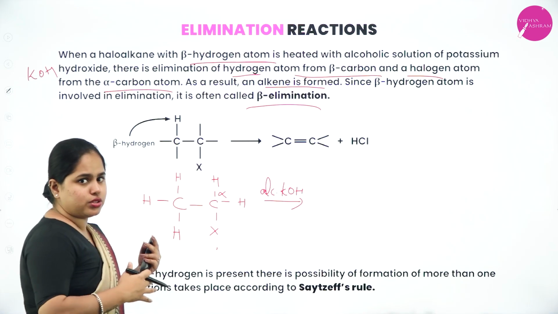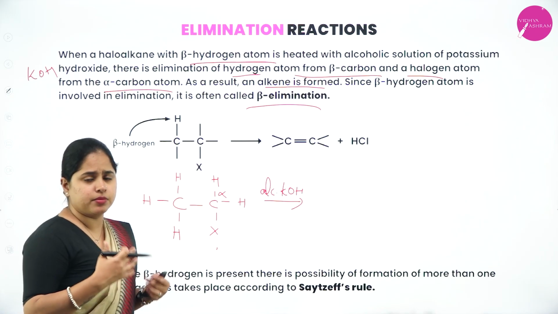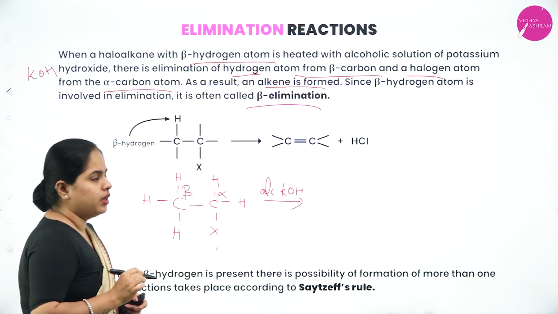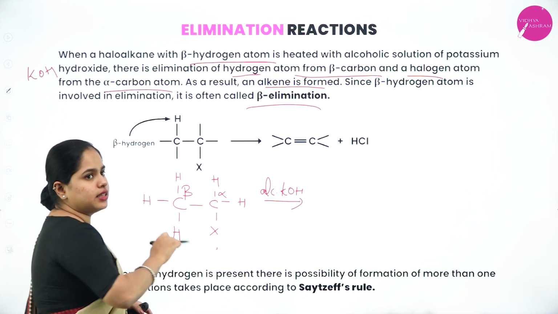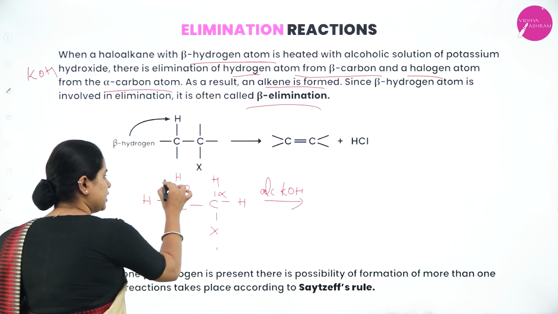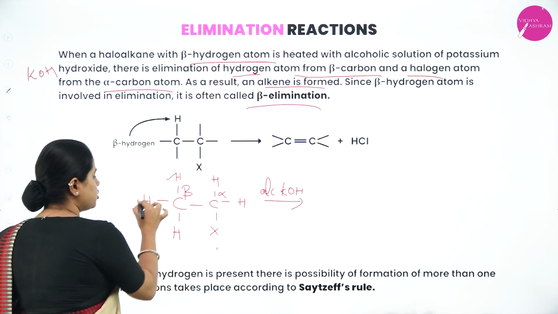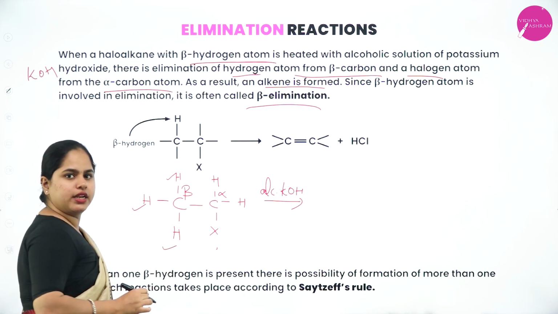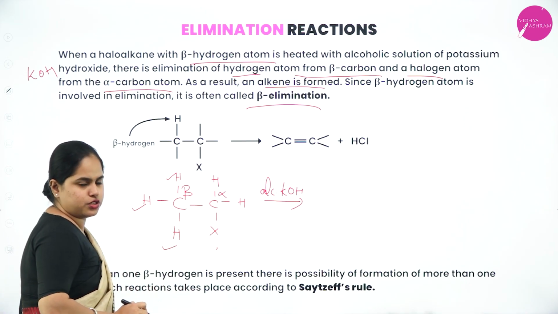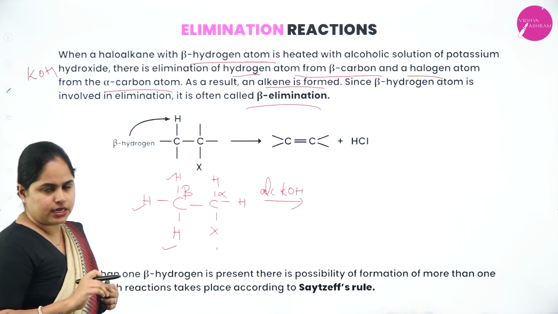So adjacent to that, the next carbon atom, the adjacent carbon atom, is your beta carbon atom. The hydrogen present on the beta carbon atom is called beta hydrogen. So in here you can see this one is beta hydrogen, this is also beta hydrogen, this is also beta hydrogen, right? Whereas this is the alpha carbon, so these are alpha hydrogens. Okay, so I hope alpha and beta is clear for you.